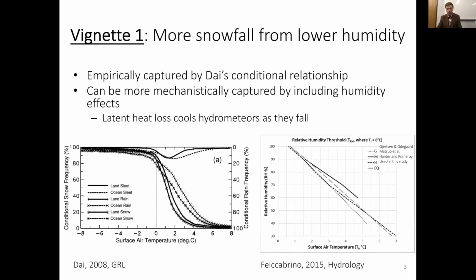So there's corrections you can make to bring in more mechanistic understanding to this. And one is to use a relative humidity correction. And so we take this relationship developed by Ficio Brino that matches several other relationships that have been developed at different sites to correct the temperature at which snow changes to rain based on relative humidity. And what you see is that at lower relative humidity, you can have snowfall at warmer temperatures.